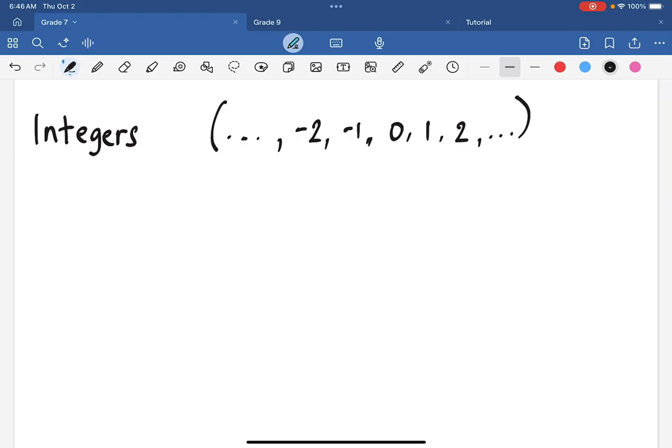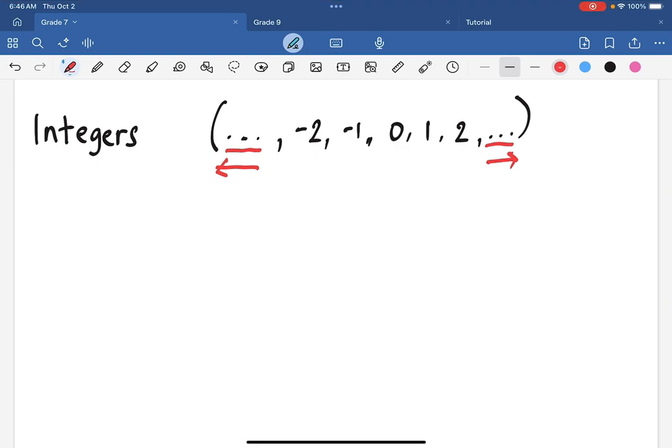Now, our ellipses here signify the negative infinity and the positive infinity, which means that the numbers before -2 include -3, -4, and the numbers go on until the last number unknown. That's why we have to consider it as infinite. Same goes with the numbers after +2, which we have 3, 4, 5, and that goes on forever.